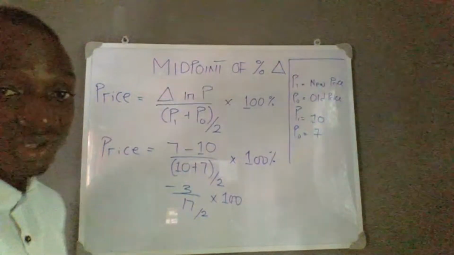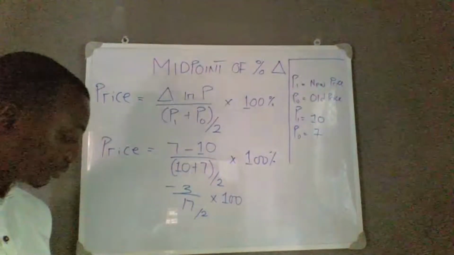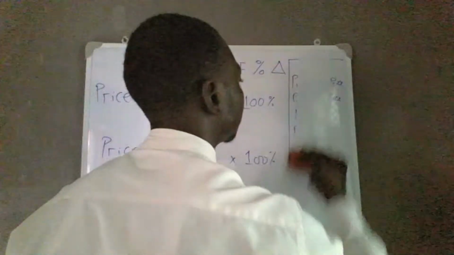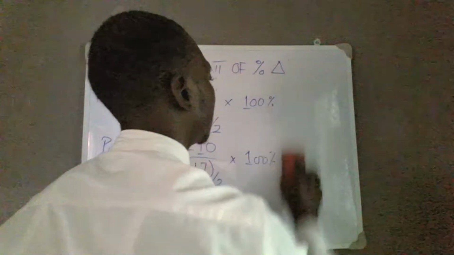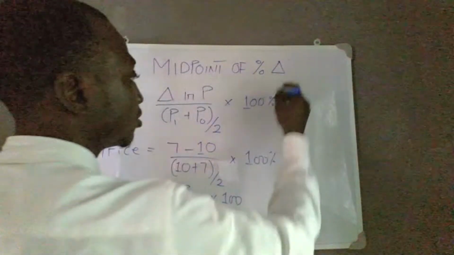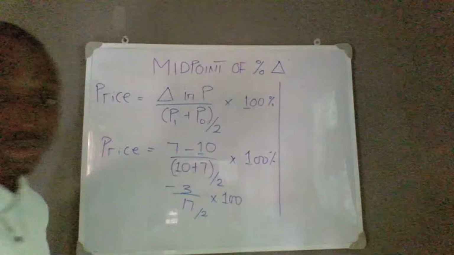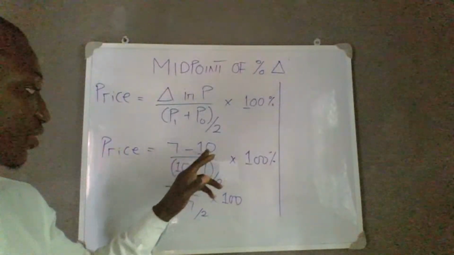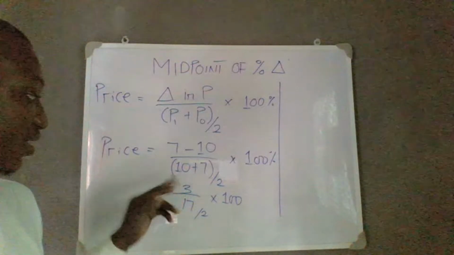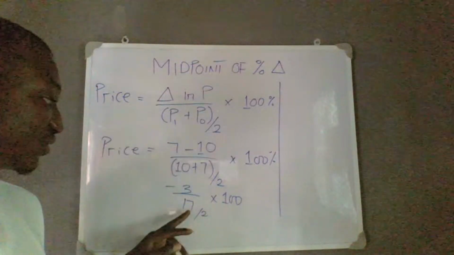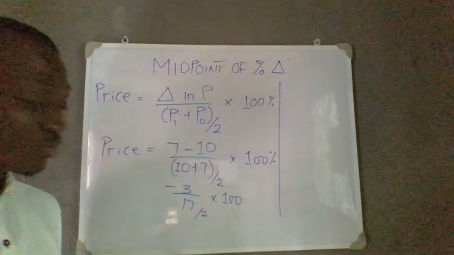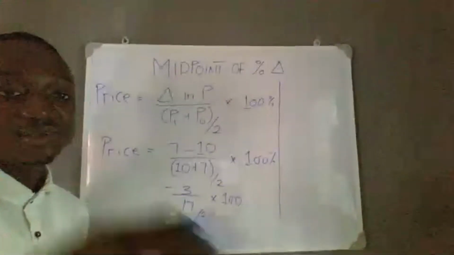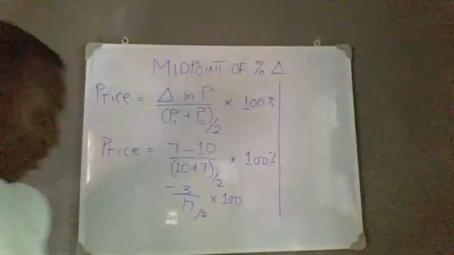Let me just use this quickly. So we have 7 minus 10 gives us minus 3. Then we have 10 plus 7 gives us 17. Then that is our divide by 2 multiplied by 100. So we have our answer as this 17.